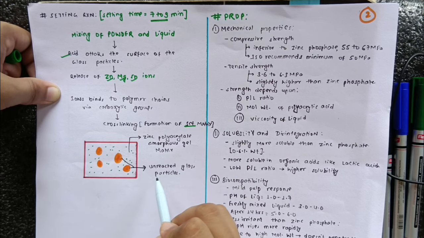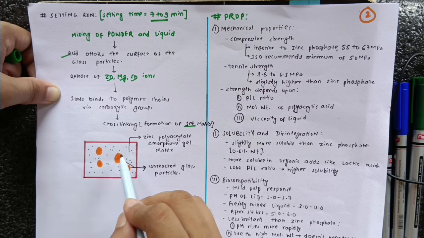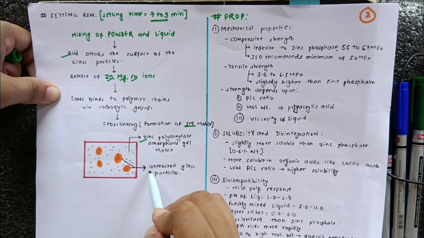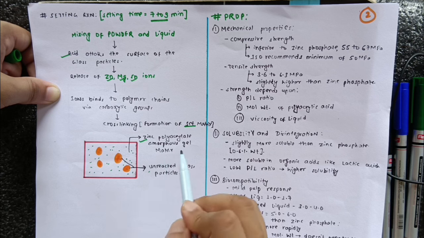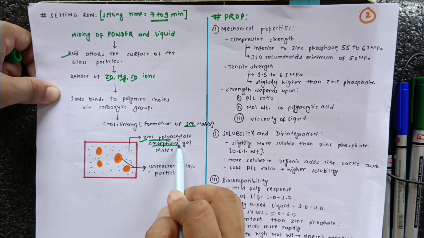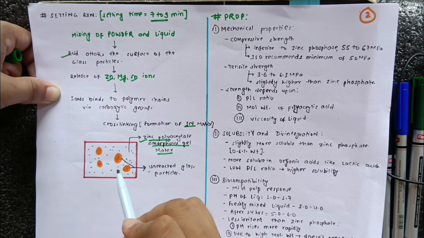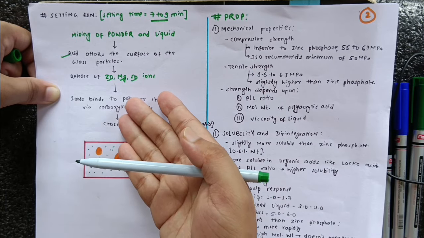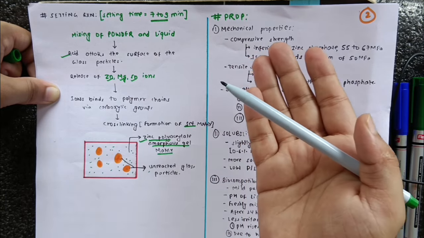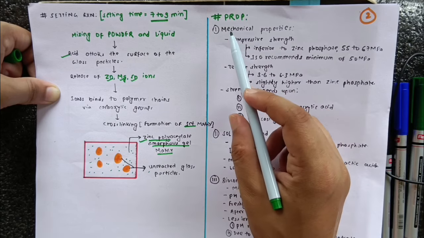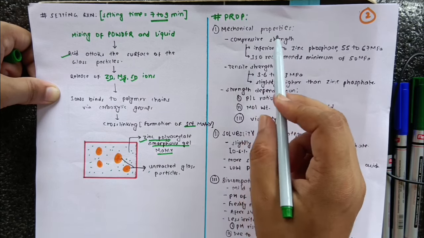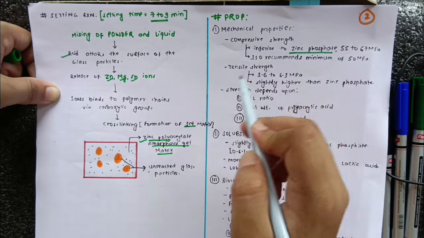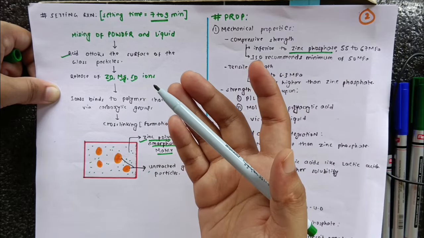We have unreacted glass particles here, present in a matrix of zinc polyacrylate amorphous gel. You should remember that this zinc polyacrylate amorphous gel is the matrix present here. After completing the setting reaction, we can proceed towards the properties. In mechanical properties, the compressive strength is inferior to zinc phosphate. Mainly we compare zinc polycarboxylate with zinc phosphate.